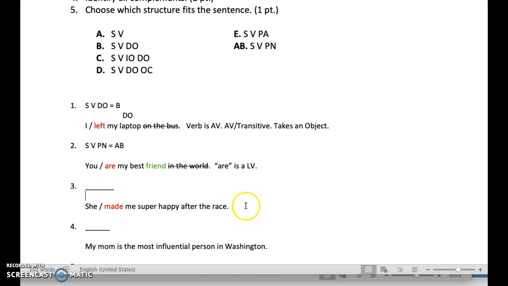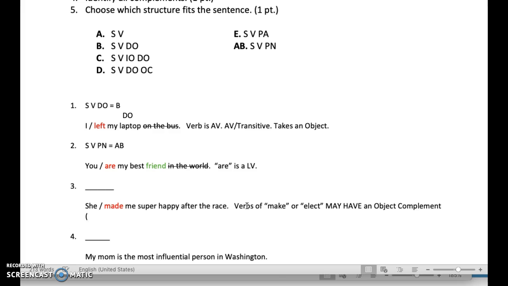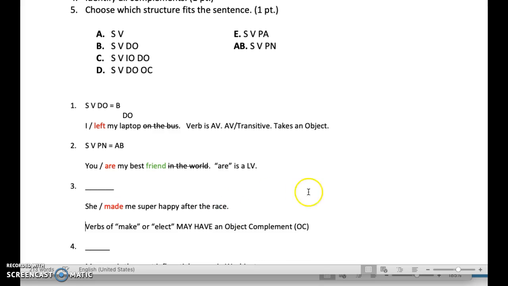Made. Oh, when it's a verb of make, verbs of make or elect may have an object complement, also known as the OC. Let's see if this one has that. After the race, let's go ahead and get that out of our way. She made me super happy.